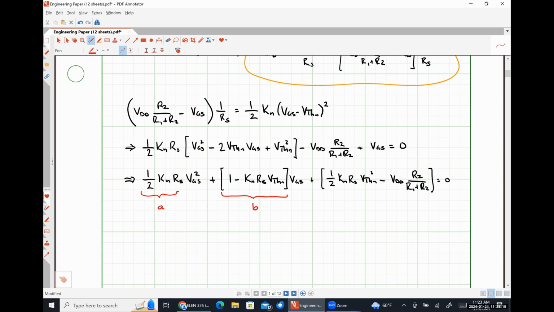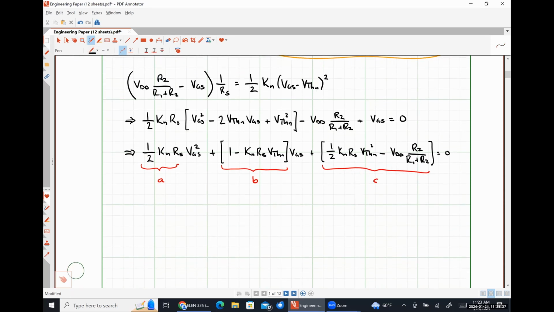This coefficient here will be B. And this whole thing here will be C. And then I'm going to use the good old quadratic equation from 8th grade math to figure out what my solutions for VGS are. All right.